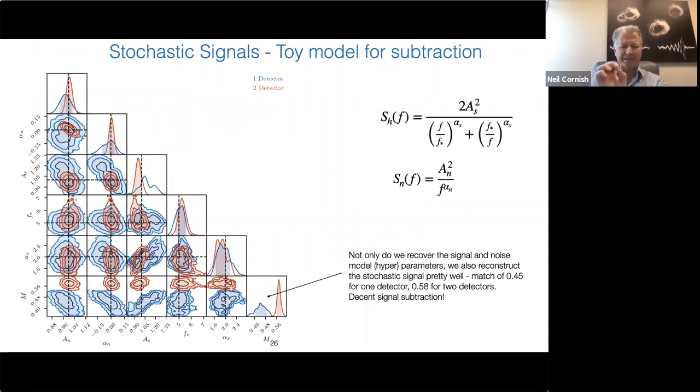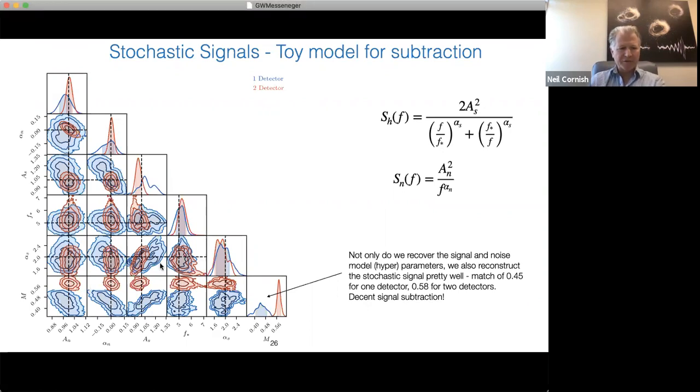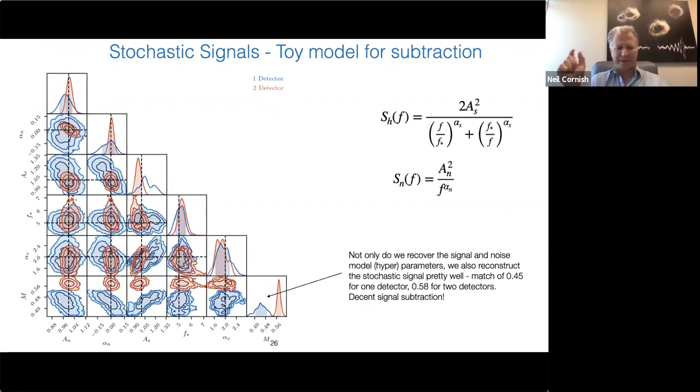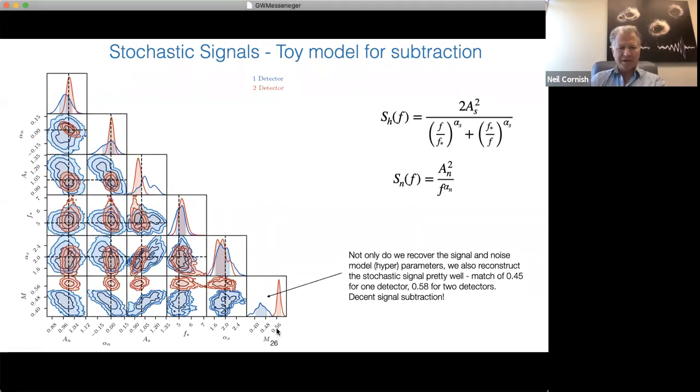This had an overlap reduction function of 1, so these were perfectly aligned detectors. But notice down here, that's all the standard stuff, that's how you extract those components. But here, this is the match. This is the standard match calculation that we do between templates and injected signals. And you see that the match is around 0.45 for the case of one detector, and around 0.58 for two detectors.